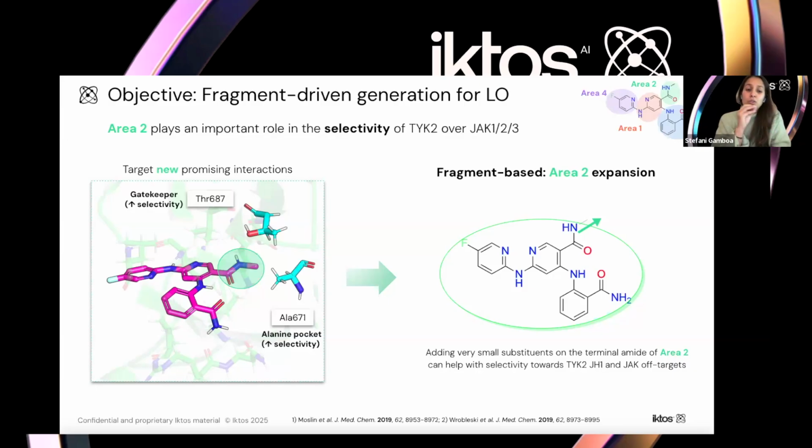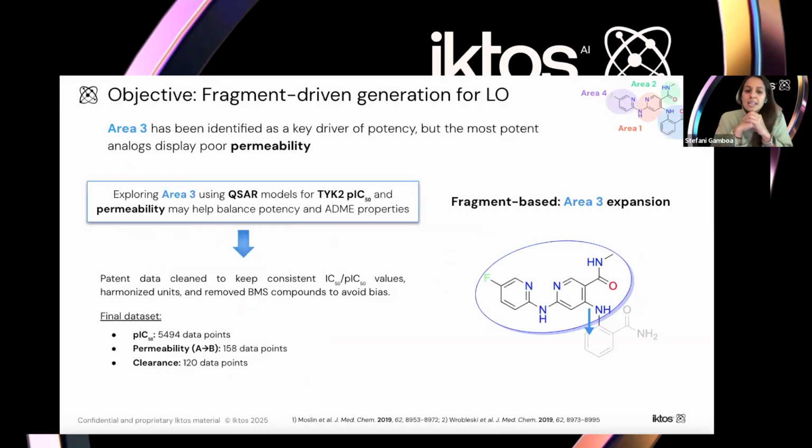And we will focus on small modifications in this region because even tiny changes on the terminal amide can shift selectivity towards TYK2 and reduce JAK off targets. Area 3 is a key driver in the poor permeability found in this series of analogs. So here our goal is to explore area 3 in a controlled and efficient manner to improve ADMET properties.